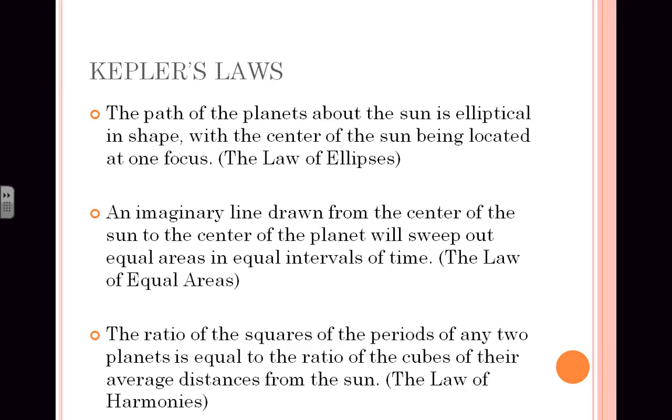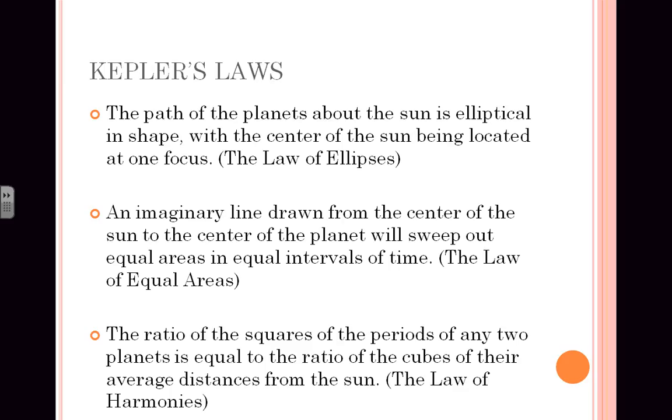All right, and then the last thing, Kepler's laws. You're not going to be responsible for knowing anything but the concepts here. You just need to know that for planets, the path of the planets about the sun is elliptical in shape, with the center of the sun being located at one focus of the ellipse. And we'll talk briefly about this a little bit later. You'll be looking at an article that has some good diagrams for this.